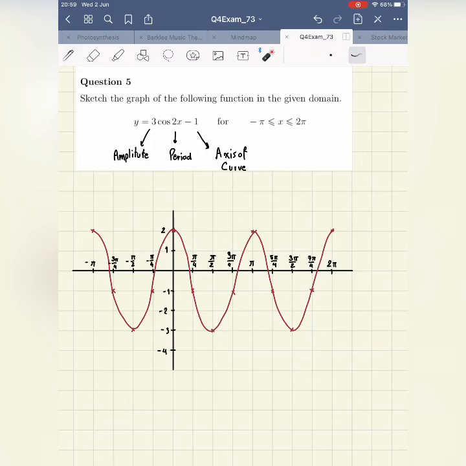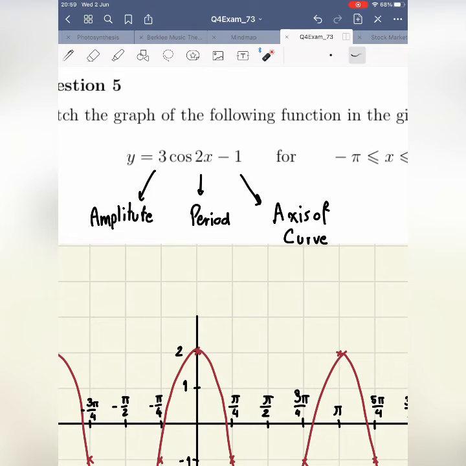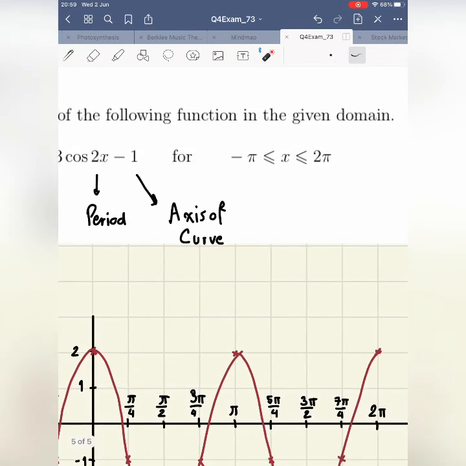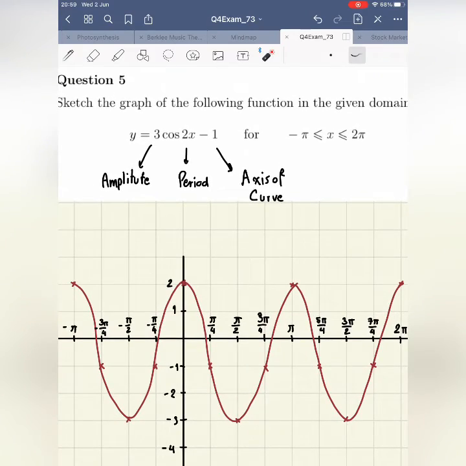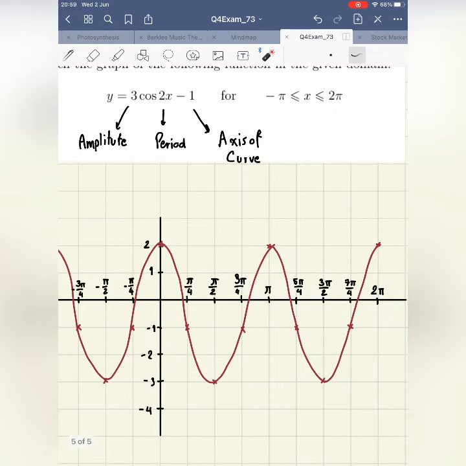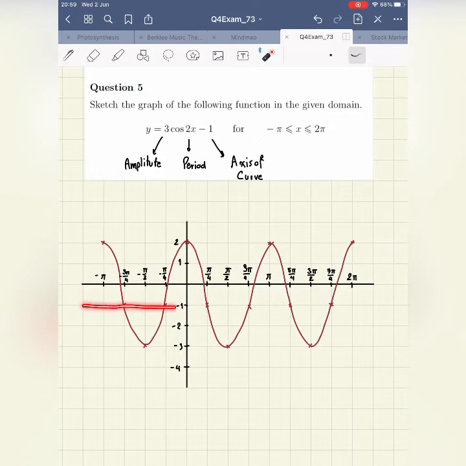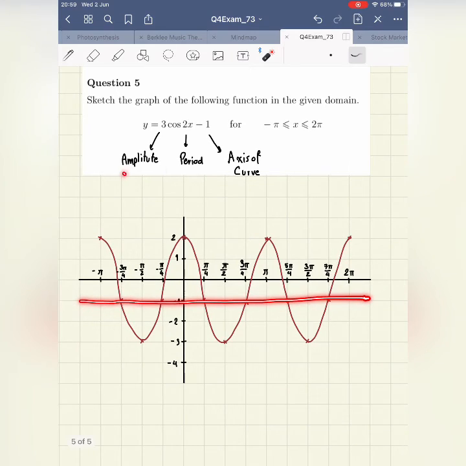The last question asks us to sketch the graph of this one, and so these numbers here play the same role as in question 4, which is the amplitude, the period, and the axis of the curve. And so we will start drawing our graph. So we know that the axis of the curve is -1. So this is going to be the middle of our graph. And the amplitude is 3.